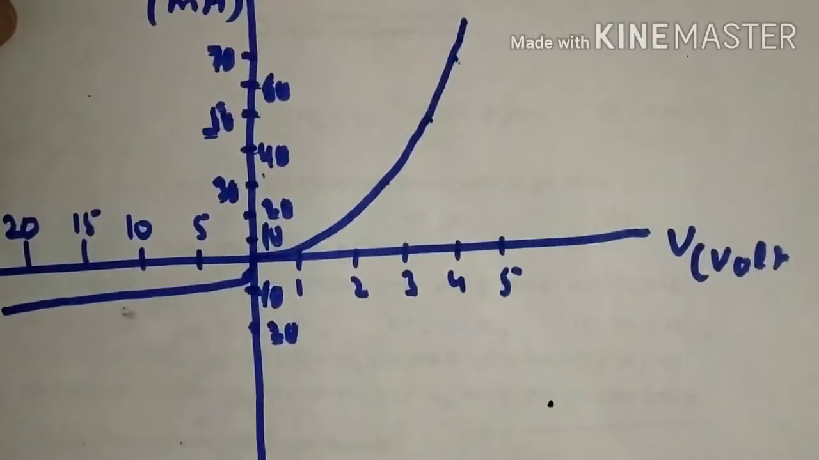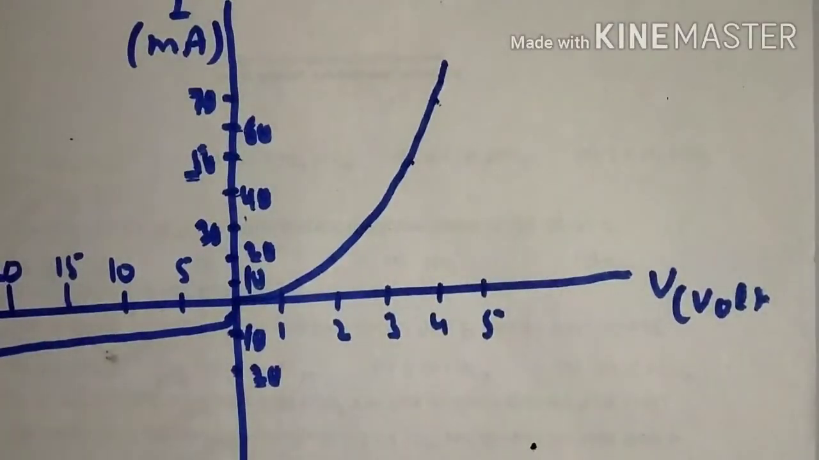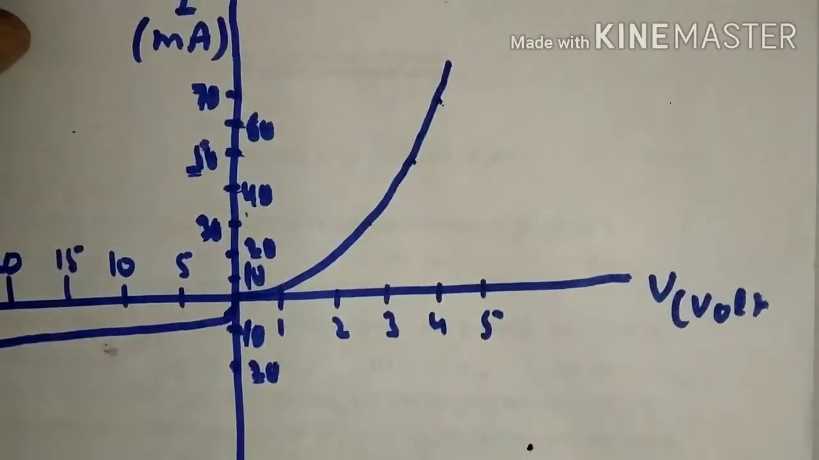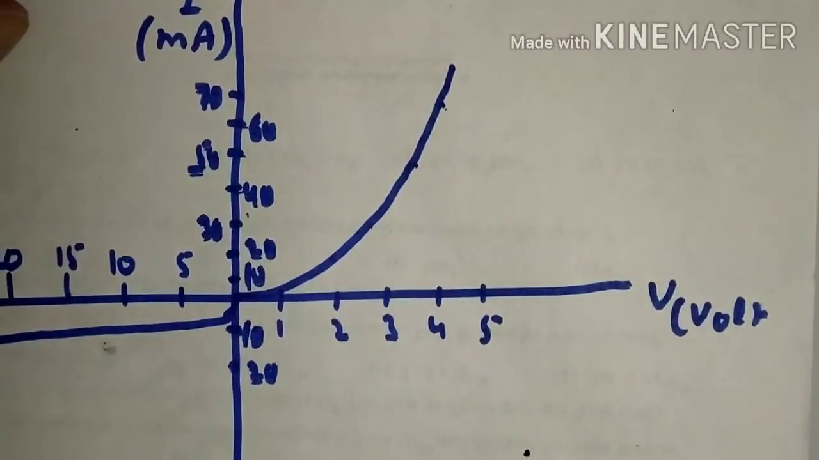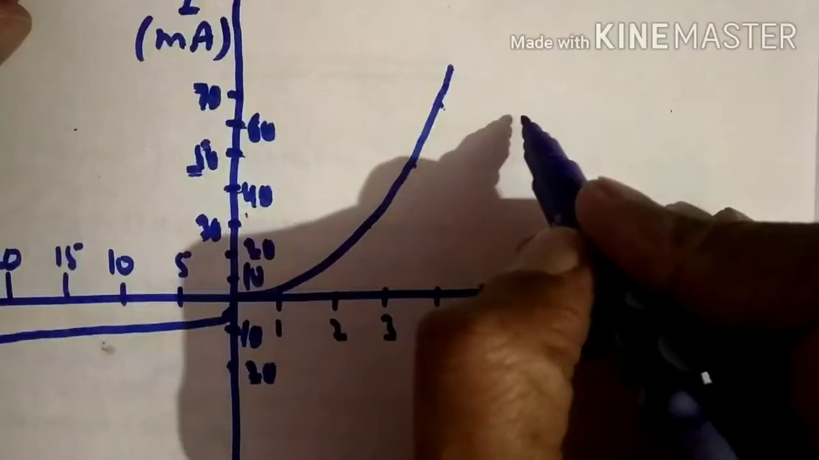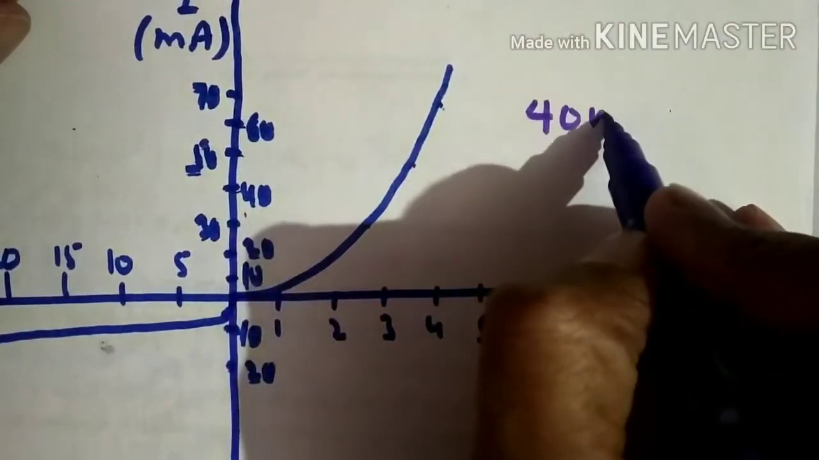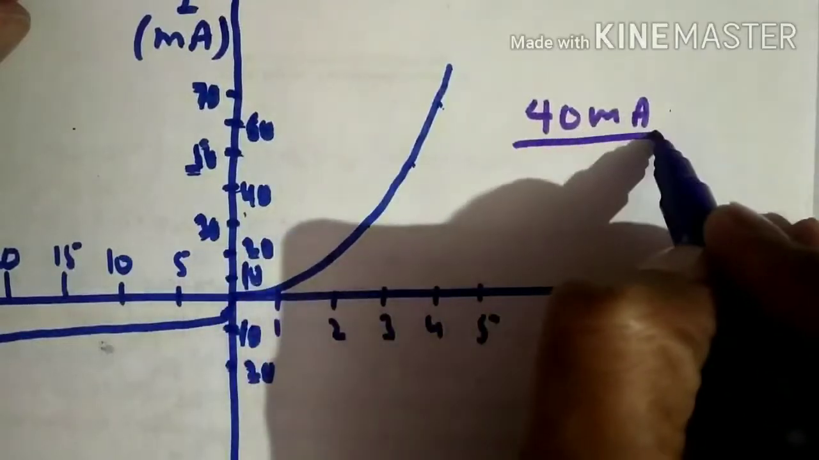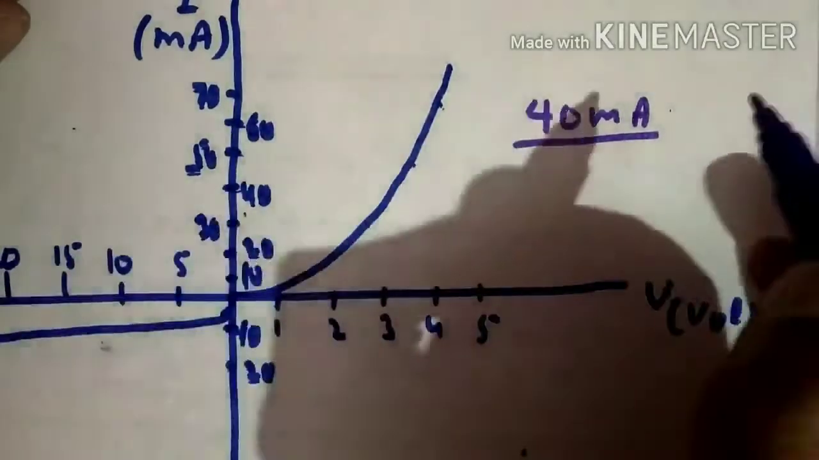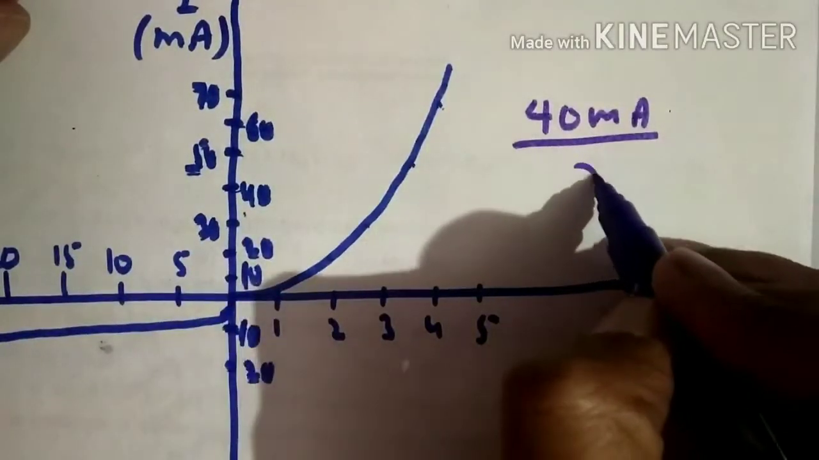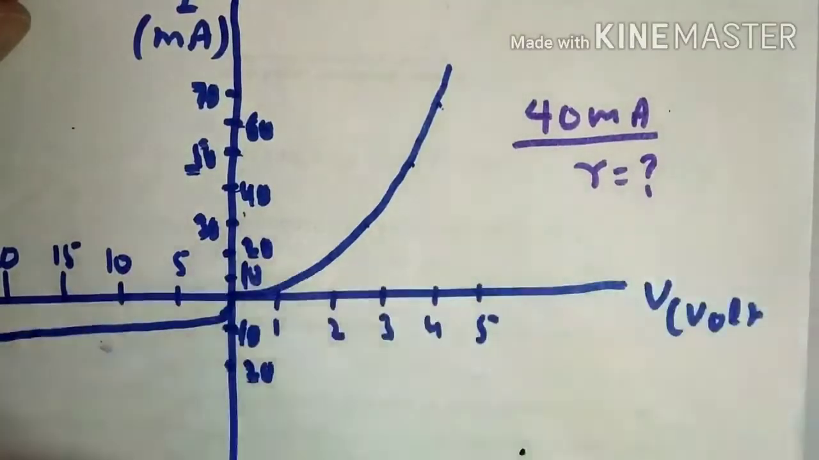Now the question is asked here: what is the resistance offered by the diode when the current is 40 milliampere? When the current is 40 milliampere, what is the resistance offered by the diode? This is the question.